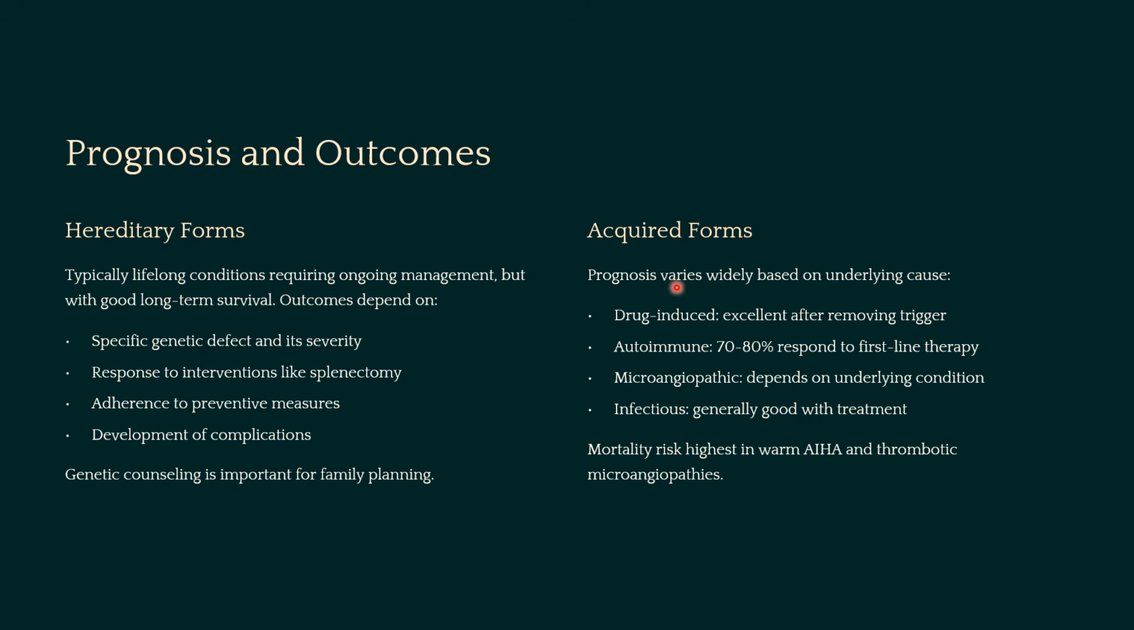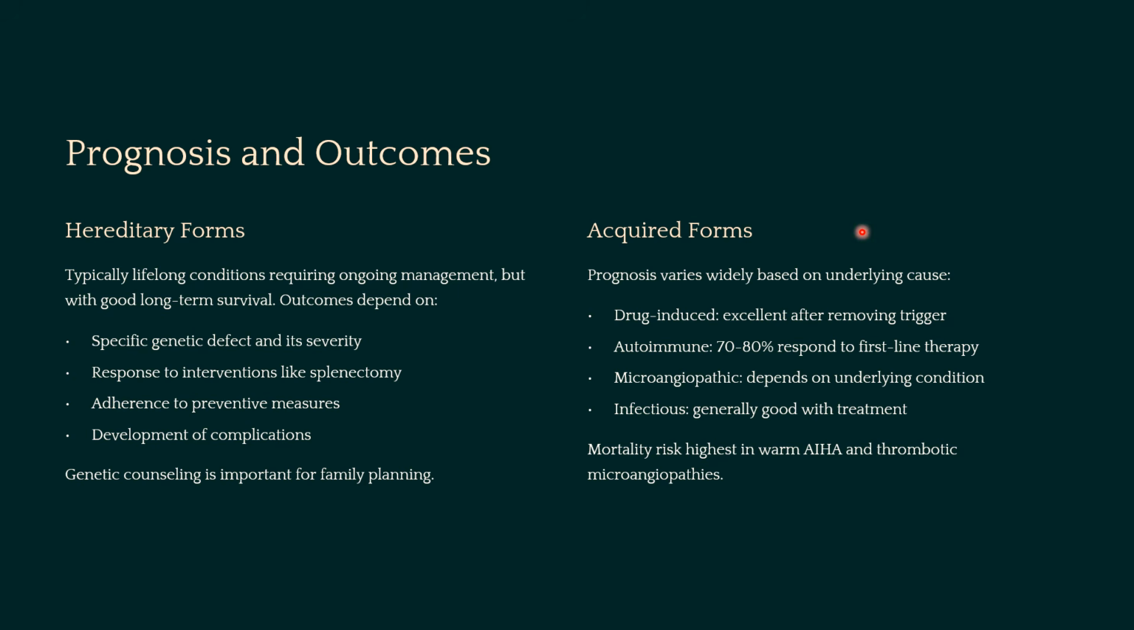Regarding the prognosis and outcomes, hereditary forms are typically lifelong conditions requiring ongoing management but with good long-term survival, depending on the specific genetic defect and its severity; we have to identify all this. Then the response to interventions like splenectomy, adherence to preventive measures, and development of complications. We have to monitor all this and plan accordingly.